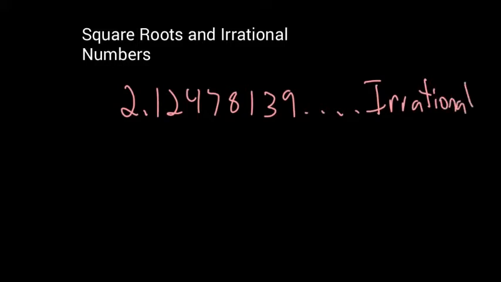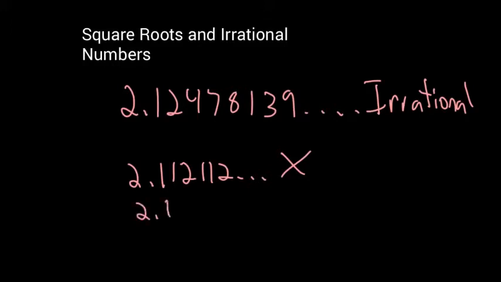Some stuff that isn't irrational is if we had 2.112112, because that's repeating. Even though it goes on forever, this is not irrational because it repeats. If it terminates, so let's say we had 2.112, that's not irrational because it ends. So an irrational number is any decimal that goes on forever and does not repeat.